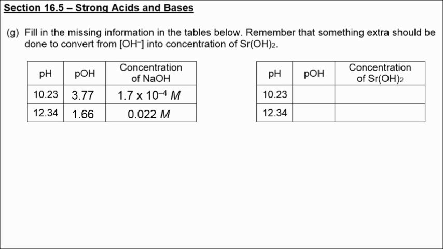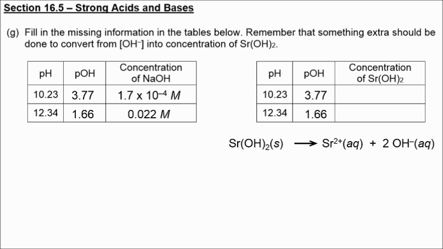Now since strontium hydroxide has 2 moles of hydroxide for every 1 mole of strontium hydroxide itself, even though our pOH values are the same as they were before, the concentration will be half as much as it was before. Again, half as much because we get twice as much hydroxide from 1 mole of solid. With sodium hydroxide, it's a 1-to-1 ratio. With strontium hydroxide, it's a 2-to-1 ratio.